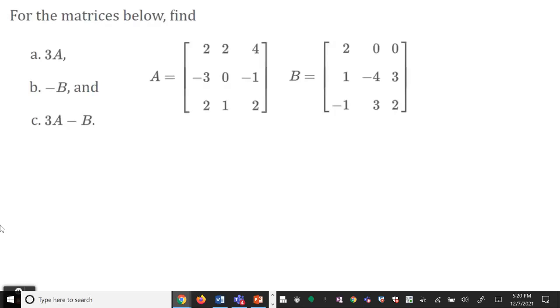So I have two matrices here, A and B. And the first one says to multiply 3 times A.